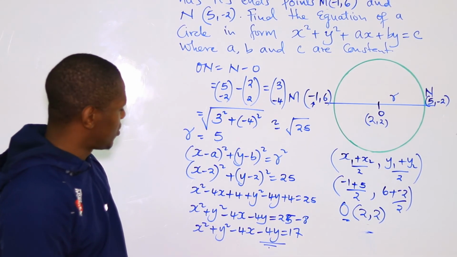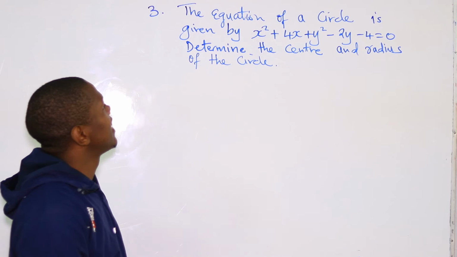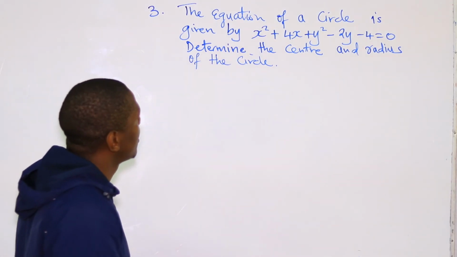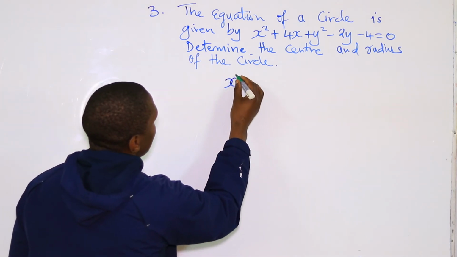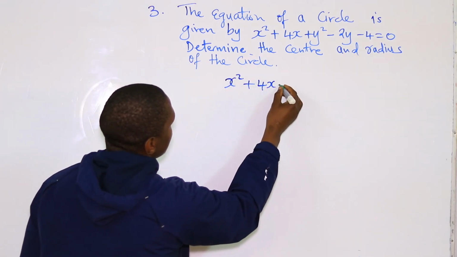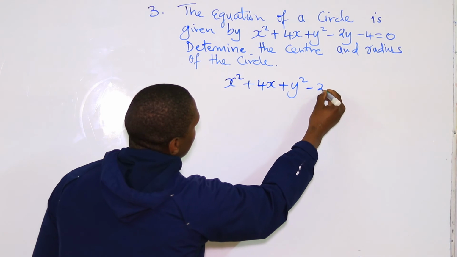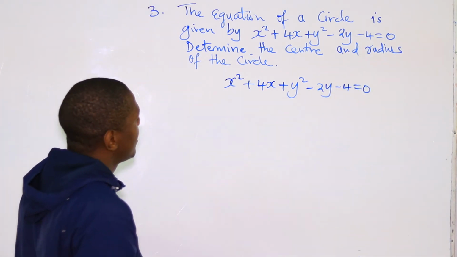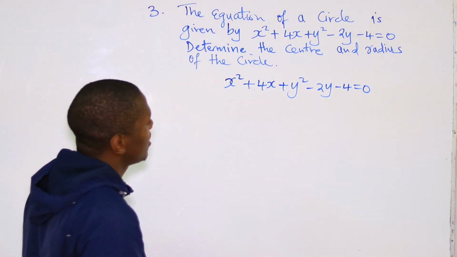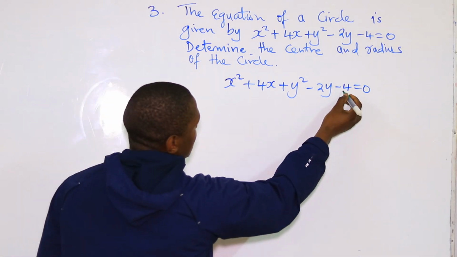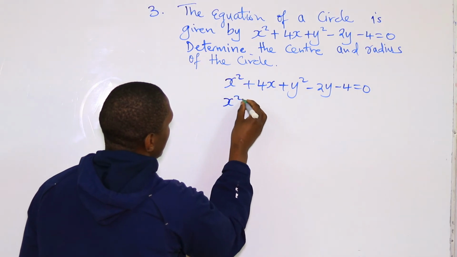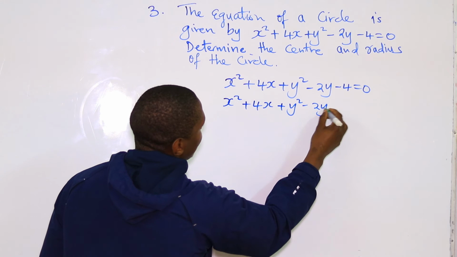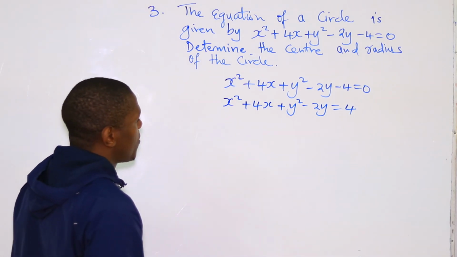Example 3, which is a KCSE question, reads that the equation of a circle is given by x squared plus 4x plus y squared minus 2y minus 4 equals 0. You've been asked to find the center and the radius of the circle. So let us take this 4 to this side. So you have x squared plus 4x plus y squared minus 2y equals 4.